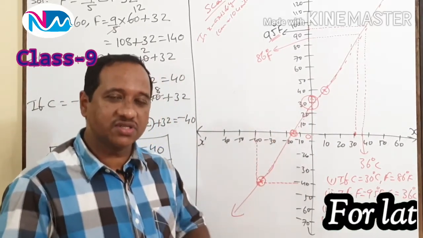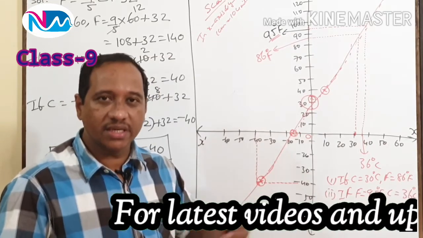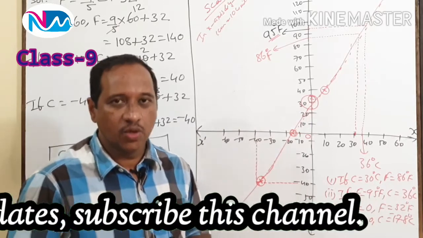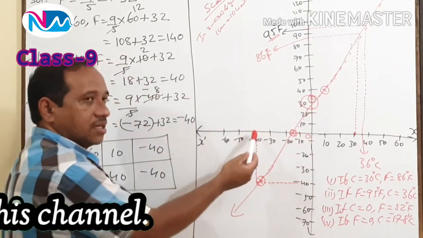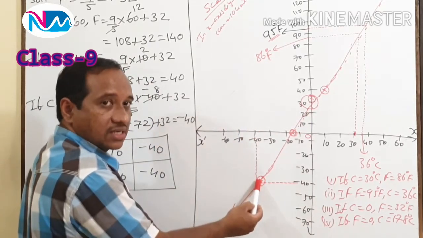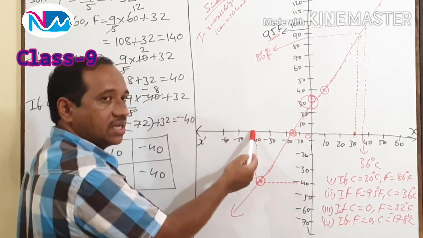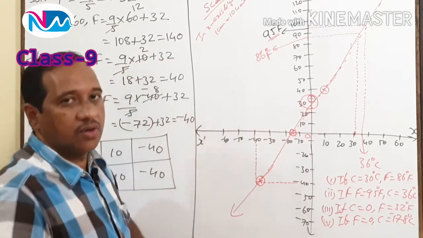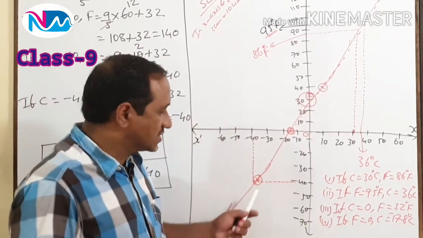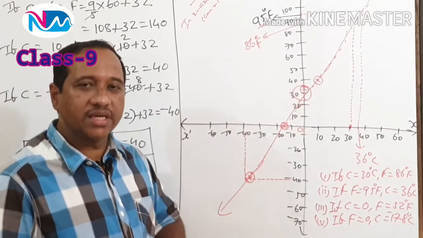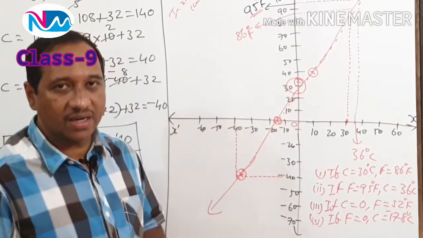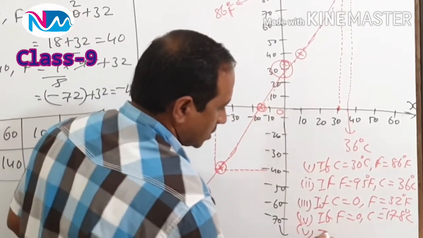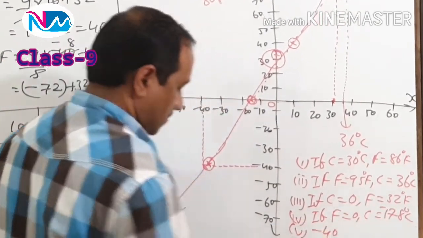And the last question is, is there a temperature numerically equal in both the Celsius scale and the Fahrenheit scale? You can clearly see here this point corresponds to minus 40 along the x-axis and minus 40 along the y-axis. So this is the temperature which is numerically the same in both Fahrenheit and the Celsius scale. So the answer for the fifth question is minus 40.